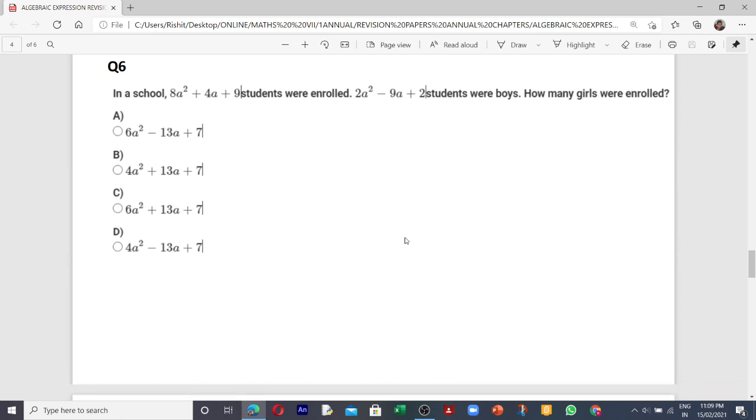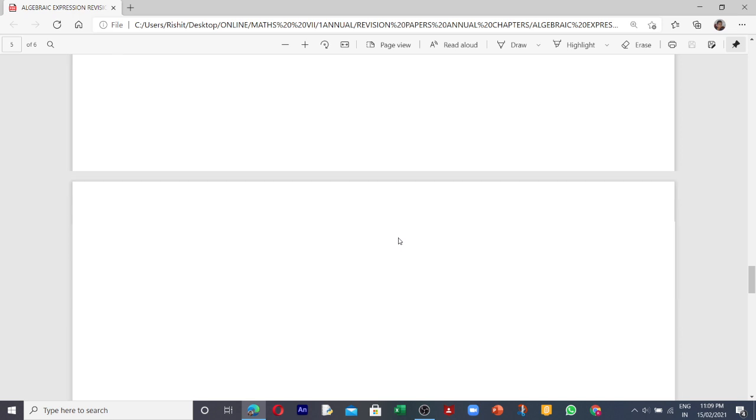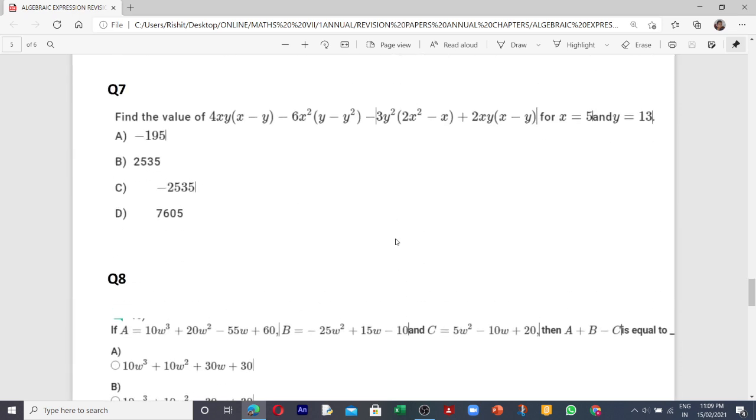See this question, the 6th question. It's a unique one, but it's relatable. Here we have used an algebraic expression. What should be the number of girl students? So enrolled minus the number of boys. This will give you the answer. In the 7th, you only have to open the bracket and then substitute the values of x and y. Same in question number 8.